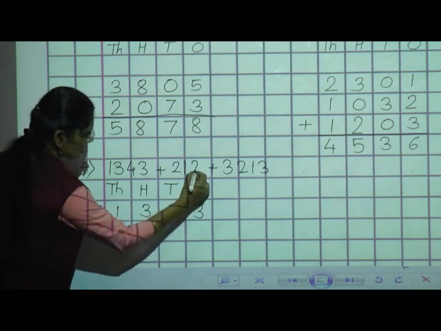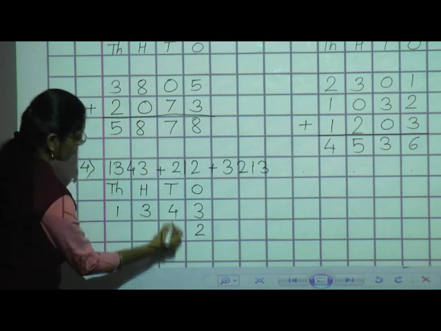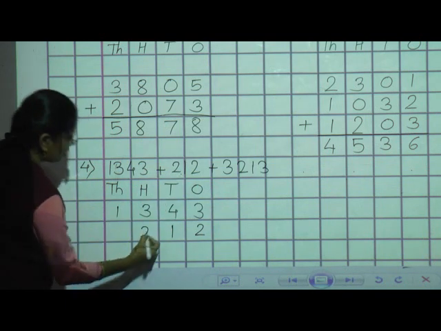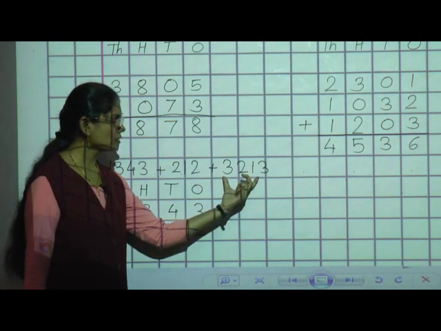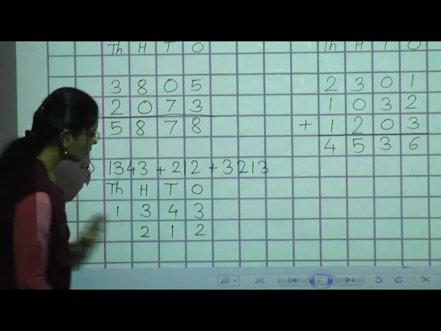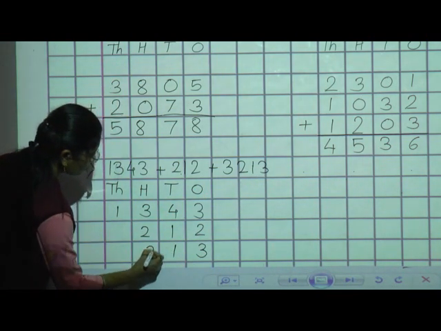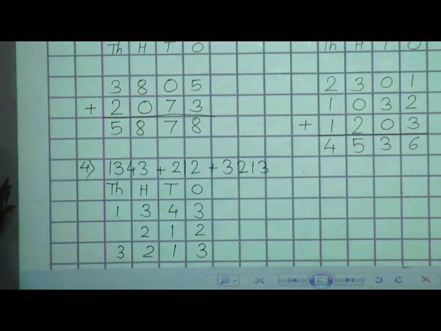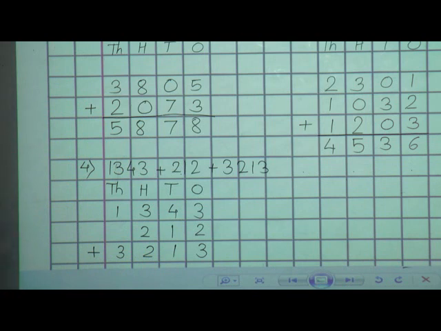Start from ones place. Here 2 is there, so we will put 2 here. Then here 1 is there. At 100, 2 is there. Now at thousands place nothing is there, so here we can write 0, or else we can keep this box empty also. Okay. Now see the third number. The third number is 3213. Same way we will write this number in the place value chart. 3, 1, here 2 is there, and here 3 is there. Now we have to do the addition, so we will put here plus sign.